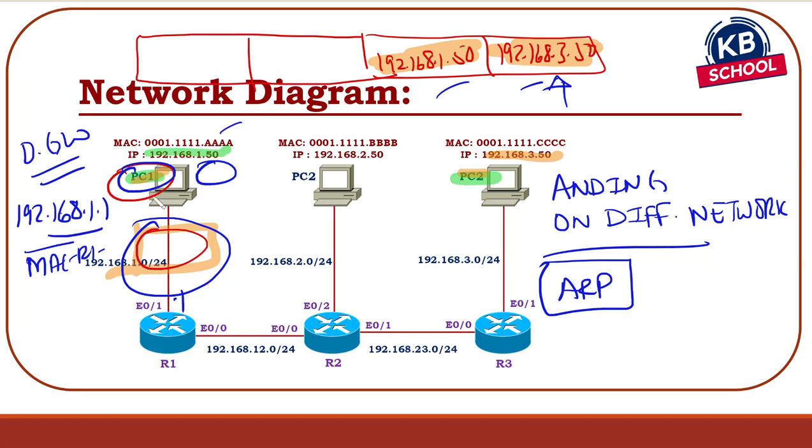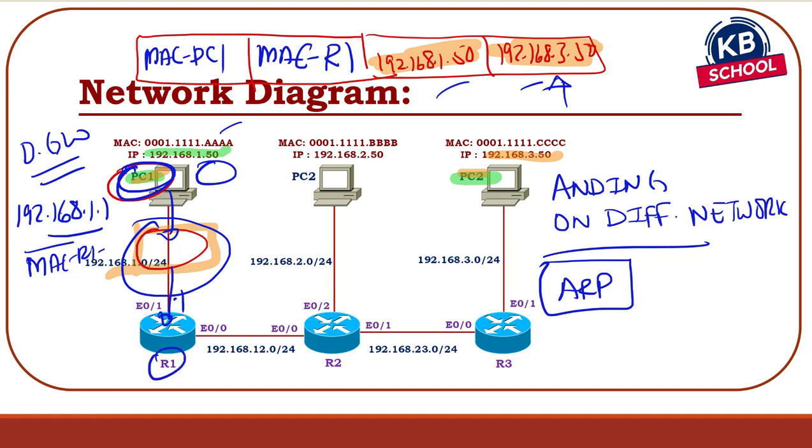Based on that, PC1 will create a frame which will have the source MAC address as the MAC for PC1, which is 0001 1111 AAAA. Destination MAC will not be the MAC for the destination device because this destination is on a different network. It will be for R1. I'll send it to my switch. Switch will forward the frame to R1.